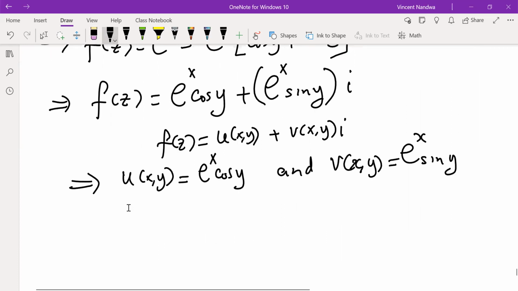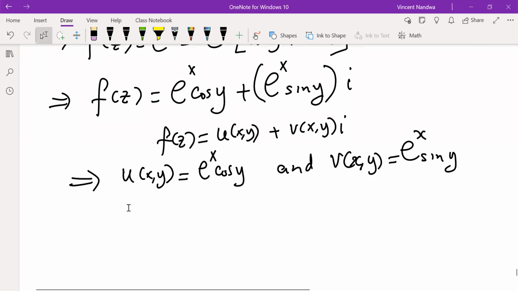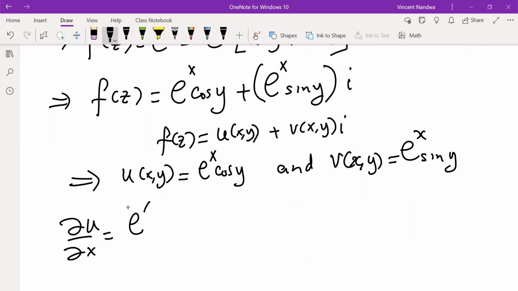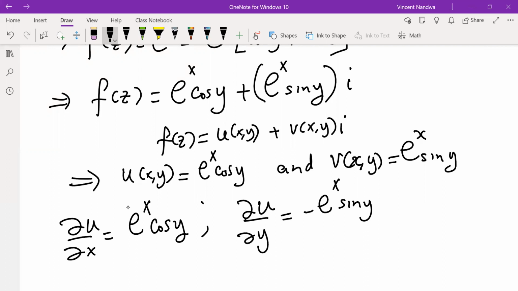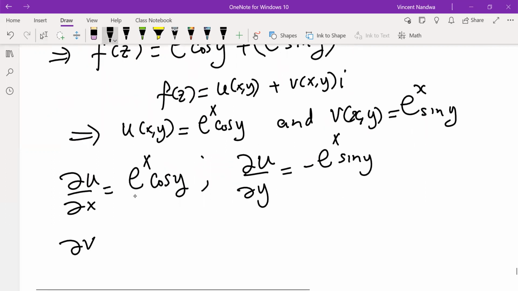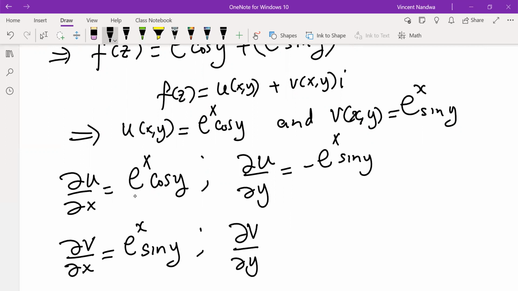Now, we need to show that this u and v satisfy the Cauchy-Riemann equations. So partial u partial x, when you differentiate with respect to x, you get e raised to power x cos y. Partial u partial y, differentiating with respect to y, you get negative e raised to power x sine y. Partial v partial x will give you e raised to power x sine y. Partial v partial y will be positive e raised to power x cos y.